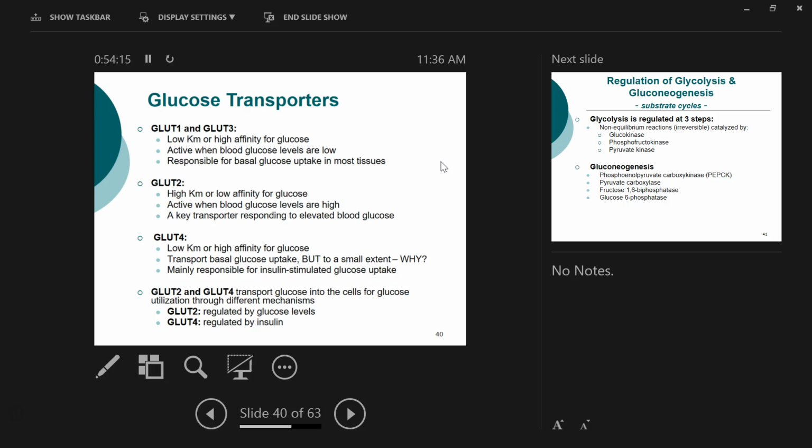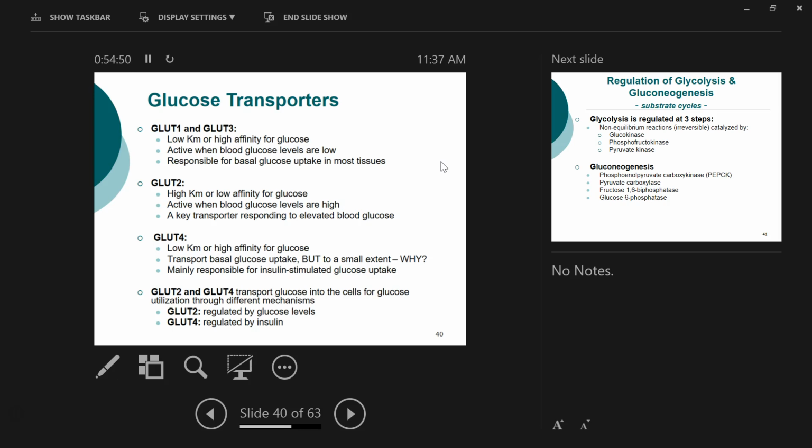So these two transporters are active when blood glucose levels are low because they have a high affinity for glucose, right? Even at lower glucose levels they can be active and transport glucose into the cell. So these two transporters are basically responsible for basal glucose uptake in most tissues, right?